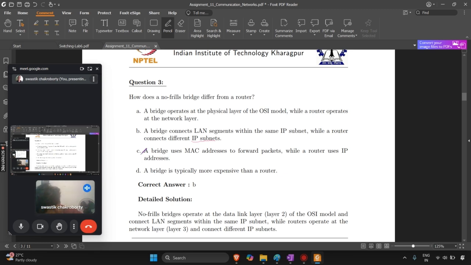So no-frills bridges operate at the data link layer and connect LAN segments within the same IP subnet, while routers operate at the network layer and connect different IP subnets. So the correct answer is option B.